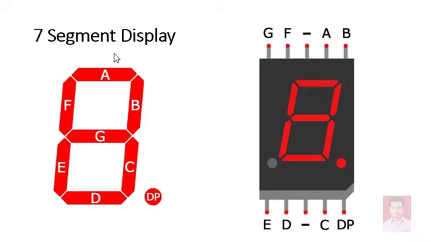In case of common anode, pin number 3 and pin number 8 must be connected to VCC voltage, a 5 volt, and in that case the remaining lines, that is A, B, C, D, E, F, G and DP, will be the cathode of the respective LED. So you need to send a 0 signal on these lines to make a particular LED turn on.